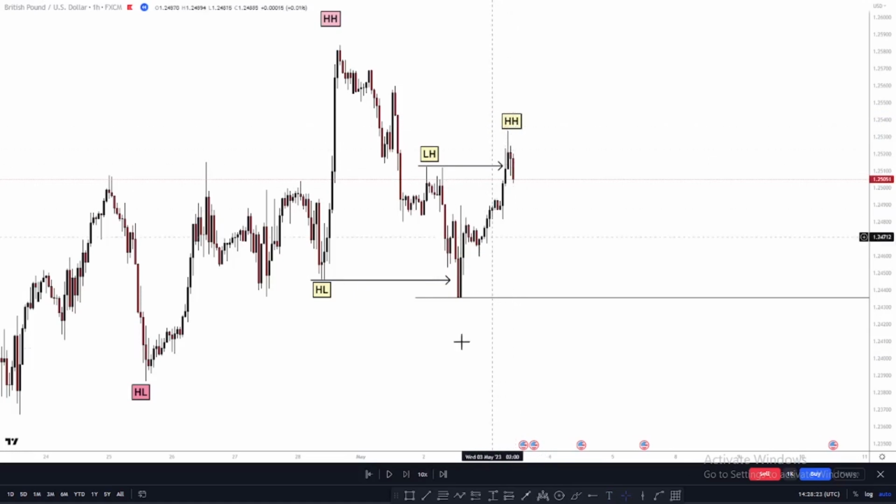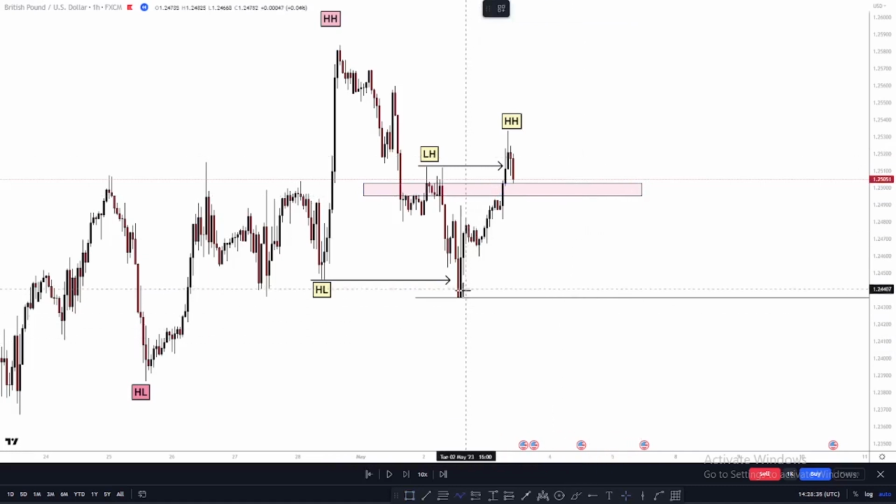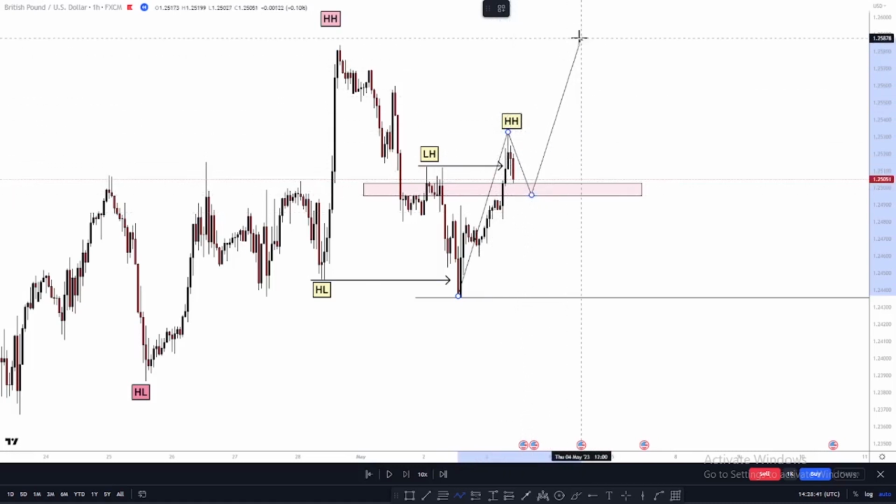Remember, this lower high is also serving as a resistance. So what are we expecting price to do? Like I said earlier on, we are expecting price to retest this resistance as a support and continue back to the upside.